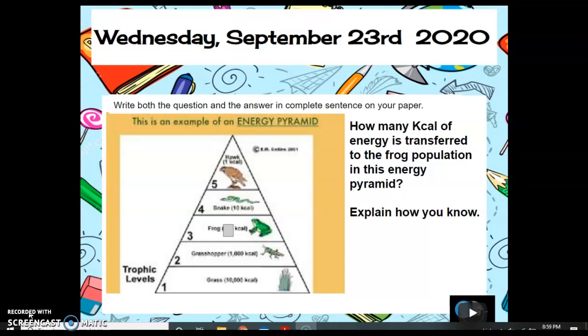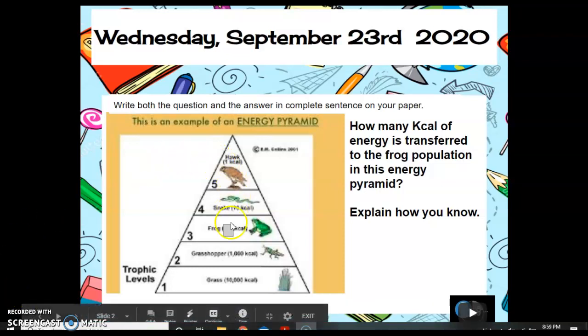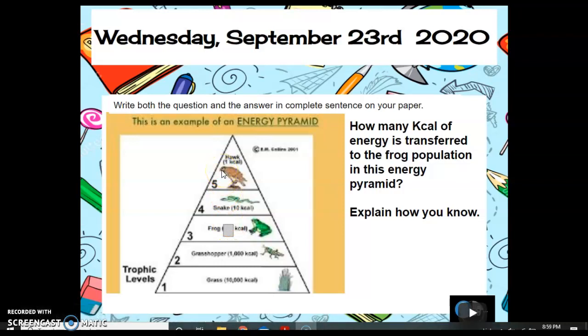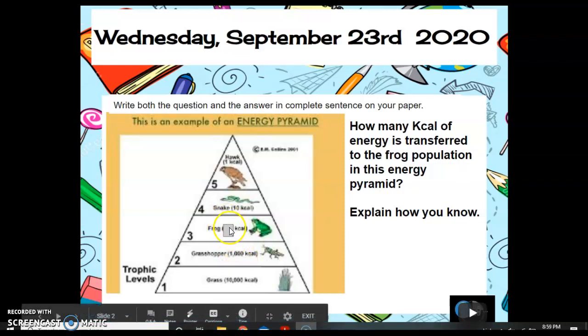All right, students, so you'll see the frog. This is kind of a blurry pyramid here. You've got 5 different trophic levels here. This starts with the grass. This is the producer. This is first level, second, third, and this is actually fourth level here. This energy pyramid, they're asking how many frogs, and we've put a block over it so you won't know, and you have to figure it out.